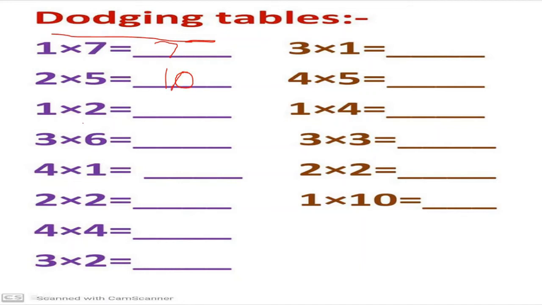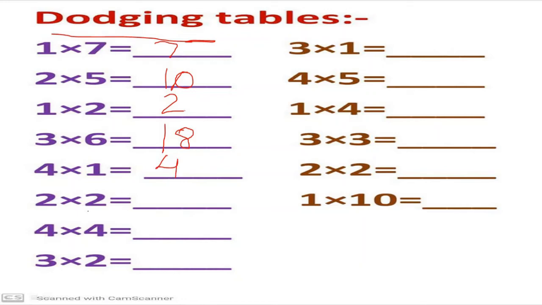1 twos are, don't need to count, you all know. 1 twos are 2. 3 six are, start counting from 3 ones are. 3 ones are 3, 3 twos are 6, 3 threes are 9, 3 fours are 12, 3 fives are 15, 3 six are, what will come? 3 six are 18. Hope you all enjoy this activity. 4 ones are, you all know that. Should I count? 4 ones are 4.